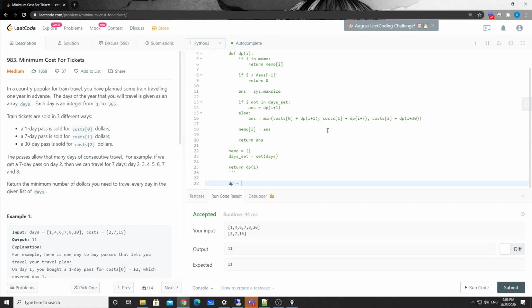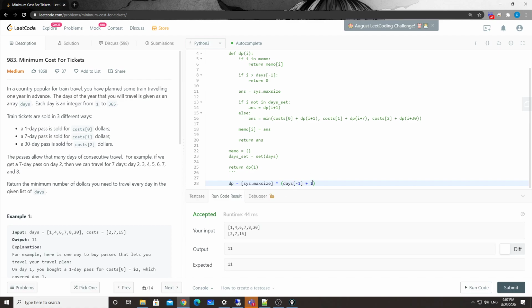And so to do a bottom up, we have to initialize the DP array beforehand. And how about the size? We could initialize 365 slots, but like I said, we don't need that many. All we need is up until the last day. So that's why I'm going to use days minus one plus one.